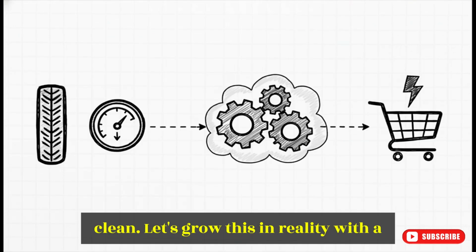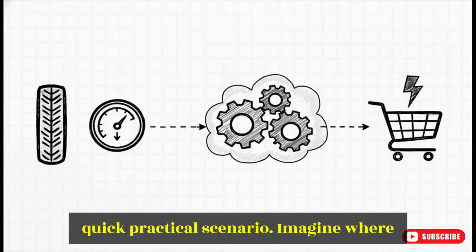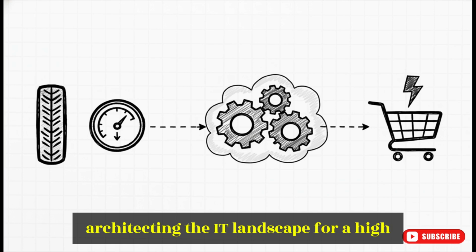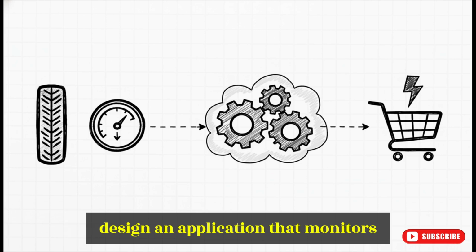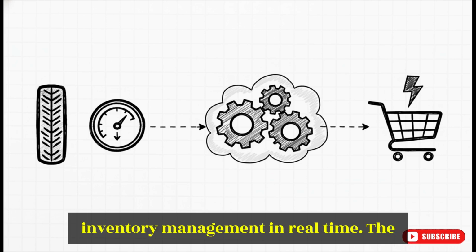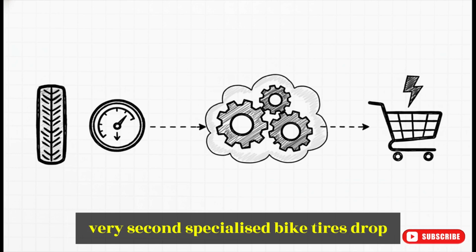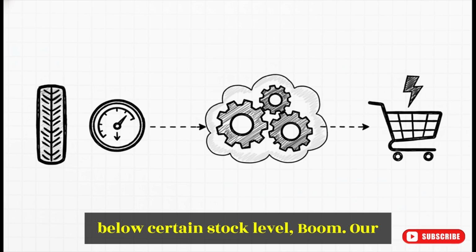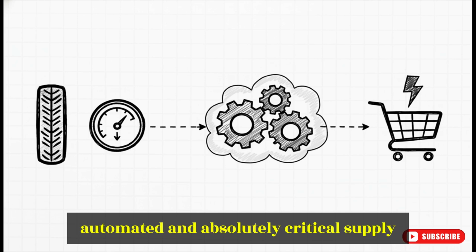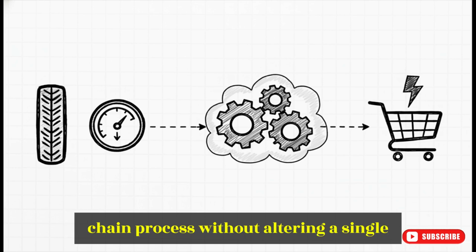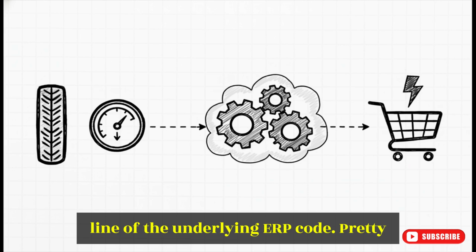Let's ground this in reality with a quick, practical scenario. Imagine we're architecting the IT landscape for a high-volume bike shop. Using SAP Build, we can design an application that monitors inventory management in real time. The very second specialized bike tires drop below a certain stock level, boom, our custom app automatically triggers a purchase order. We've seamlessly automated an absolutely critical supply chain process without altering a single line of the underlying ERP code.